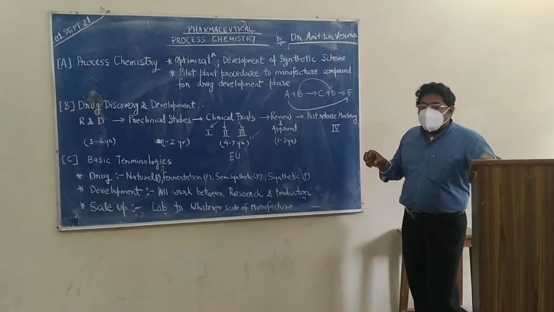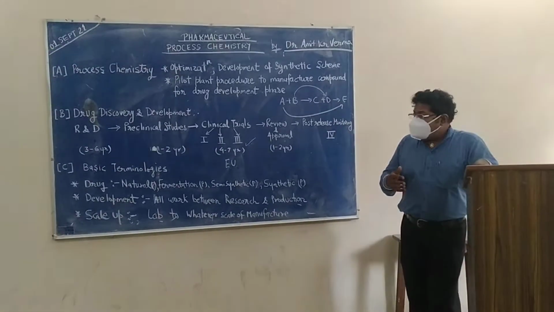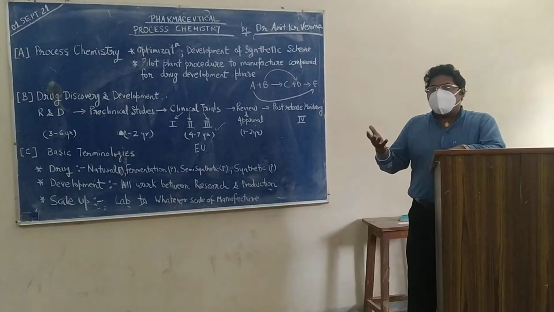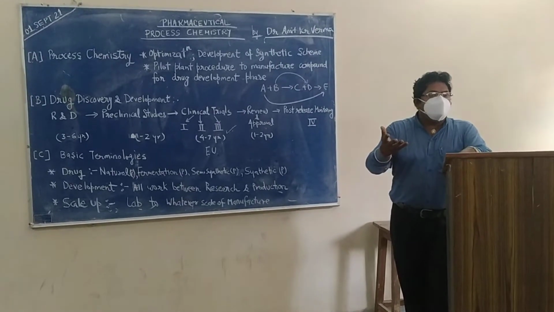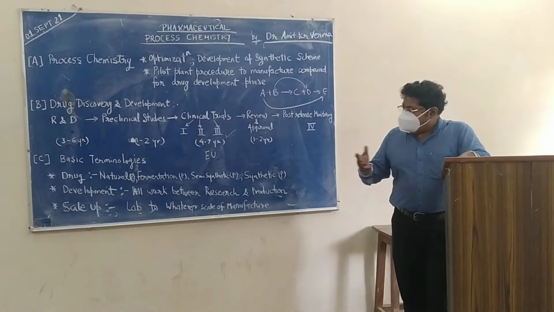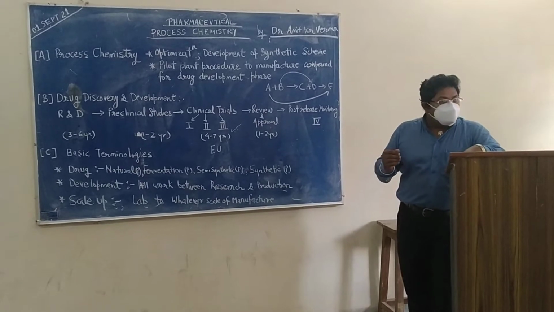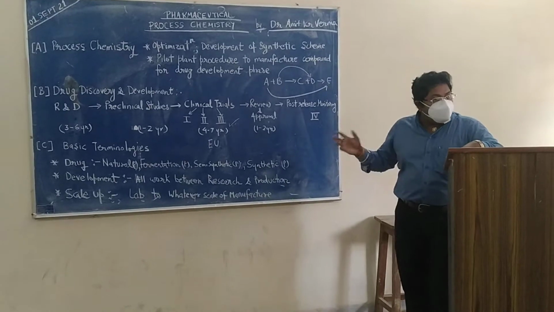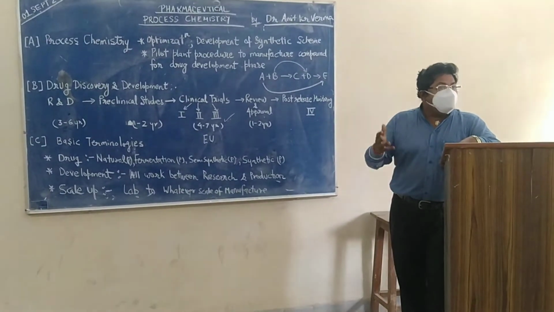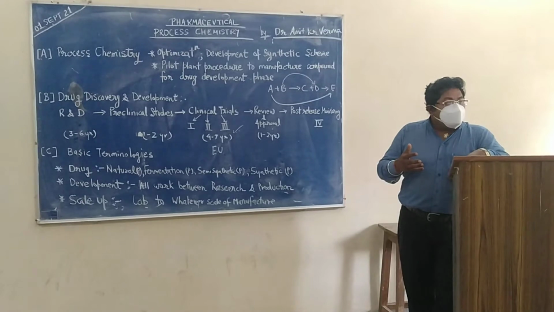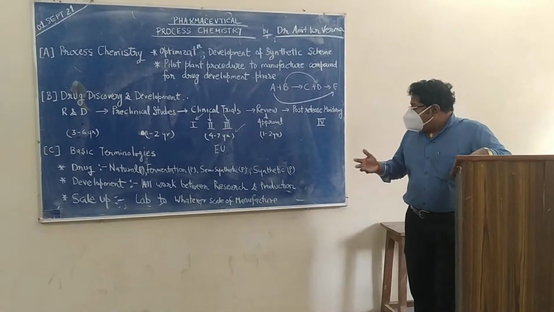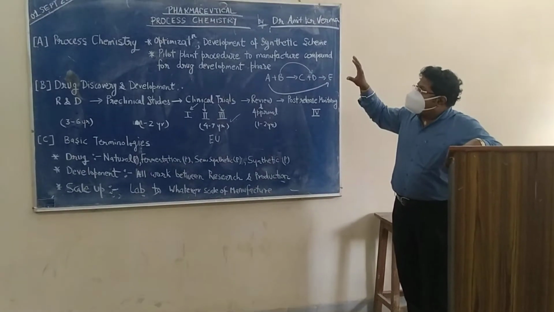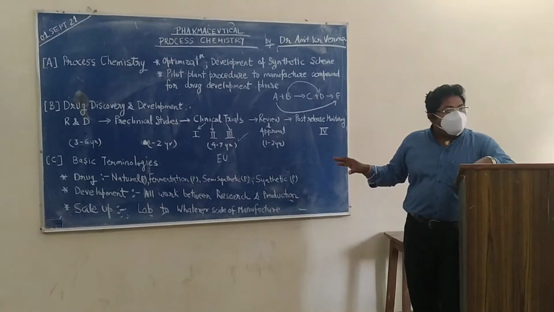Now we have some basic terminology before moving to more complex topics. First is the drug. As we all know, a drug is a compound that interacts with biological molecules to elicit a physiological response. It can come from a natural product or a fermentation product, and semi-synthetic processes also produce compounds of importance, and synthetic too. Here we are dealing with the synthetic drug. This whole pharmaceutical process chemistry deals with synthetic drugs.